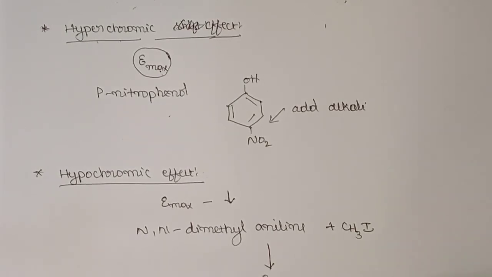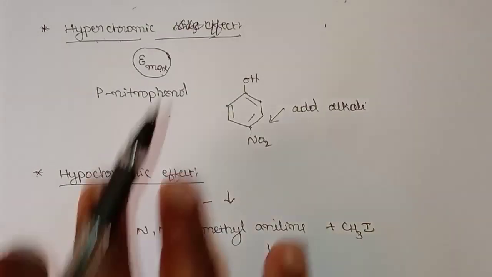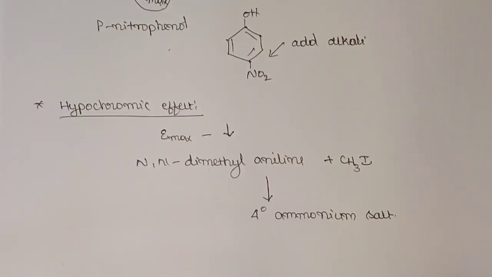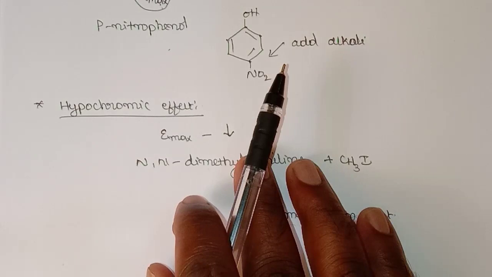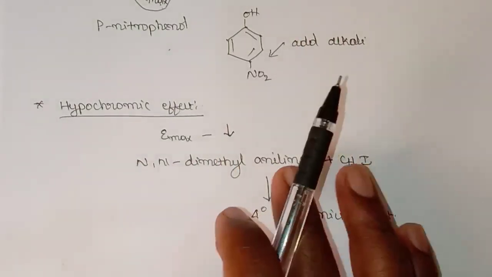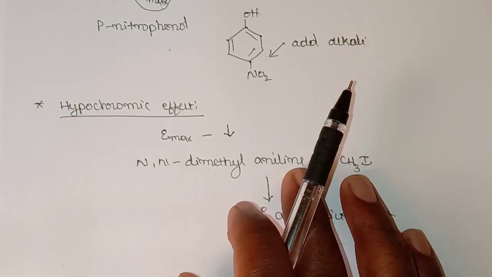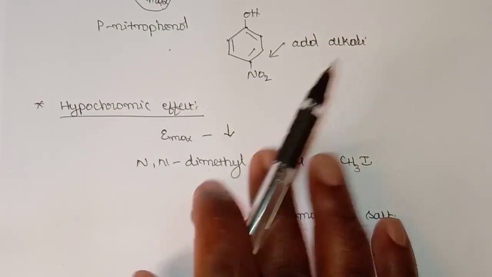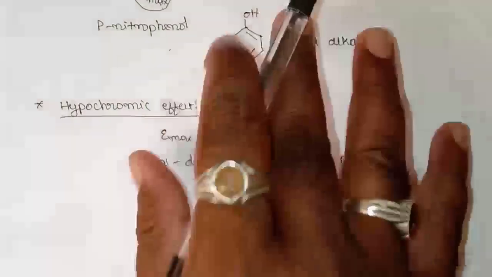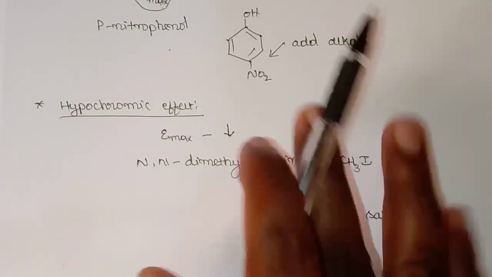And this formation of quaternary ammonium salt will decrease the intensity of the N,N-dimethylaniline, and that decrease in intensity is simply called the hypochromic effect. So these are some important factors, these are the terminologies that are supposed to be understood and remembered while dealing with UV-visible spectroscopy.